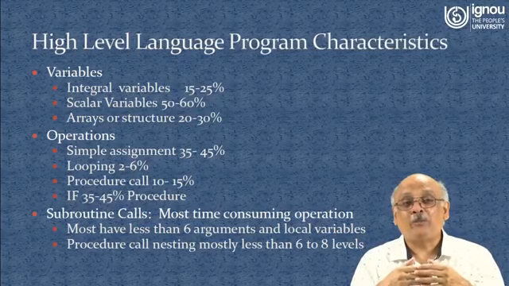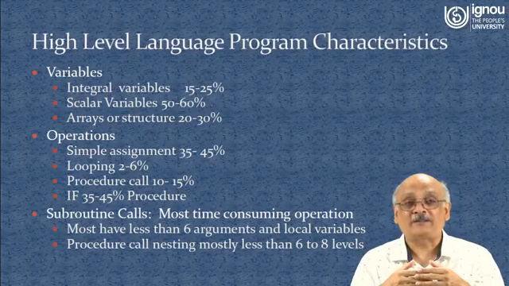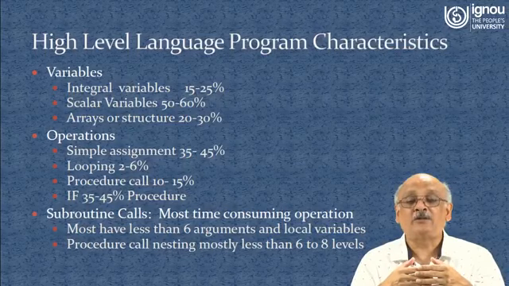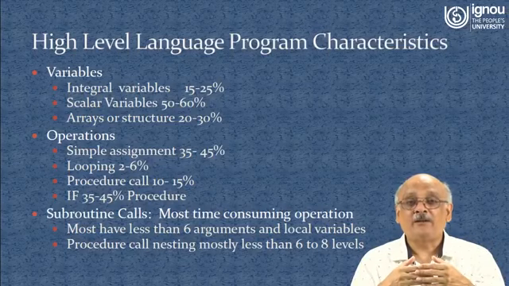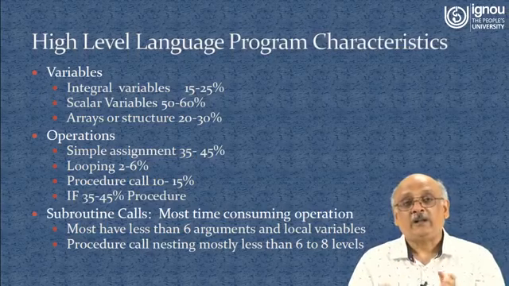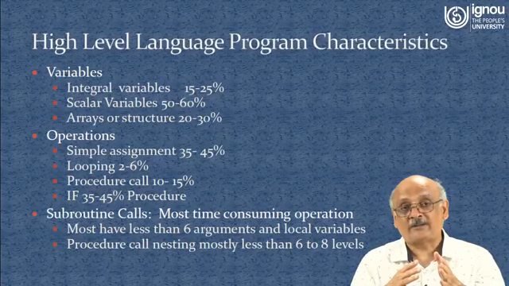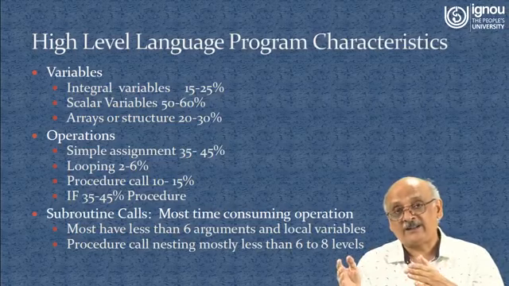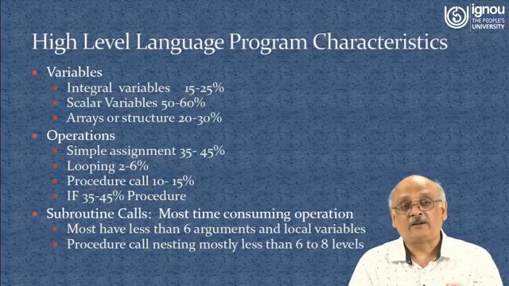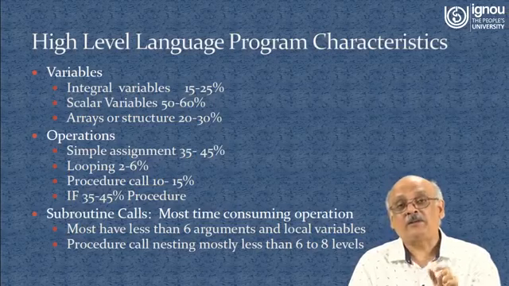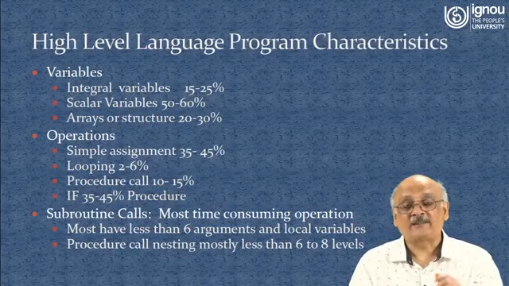Now, one of the important consequences over there is the subroutine calls. Subroutine calls happen to be one of the most time-consuming operations. Okay, and most have less than 6 arguments and 6 local variables. Okay, and procedure call nesting is mostly less than 6 to 8 levels only. Now, this is a very important thing as far as RISC is concerned, and we are going to discuss this at a slightly later stage, how it affected the RISC design and how it helped in enhancing the performance as far as RISC is concerned.